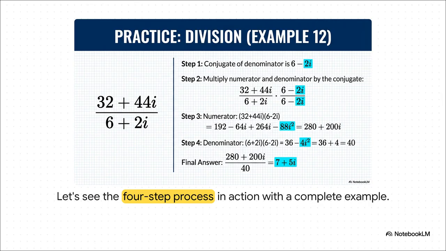On the top, we just FOIL it all out like we did before. But look at the denominator. Watch what happens. The middle i terms cancel out perfectly, and we're just left with 40, a nice, clean, real number. From there, it's just a matter of simplifying the fraction to get our final answer.